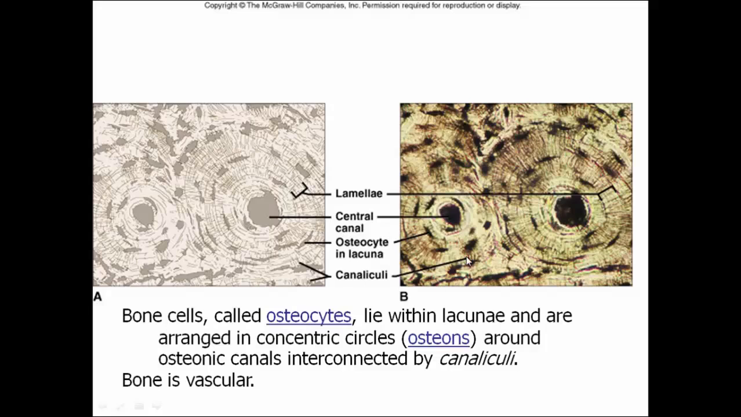These cells, the osteocytes, this small black structure here is an osteocyte, is living in a little cavity in the bone here, and that cavity is called a lacuna. Each of these cells connects to each other cell by canaliculi, and there's a very good blood supply to this bone as the blood vessels travel up and down through this central canal. This circular structure here of the bone is called an osteon.